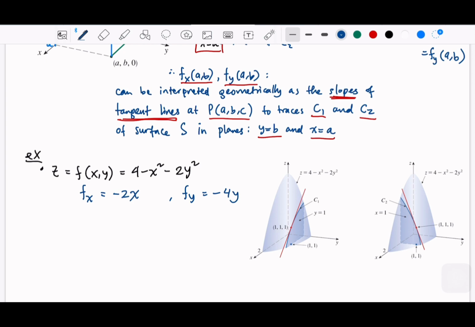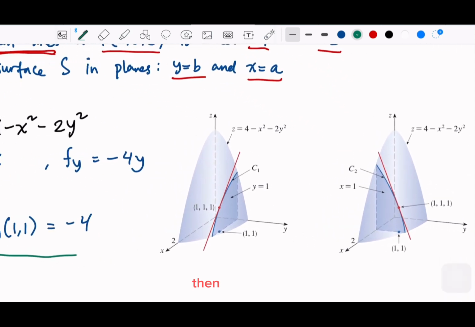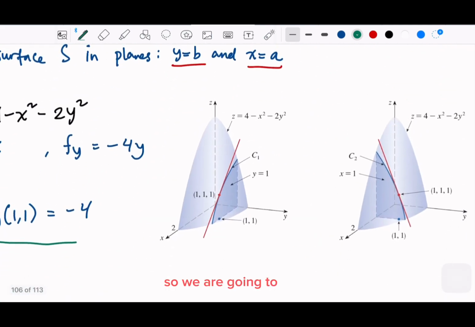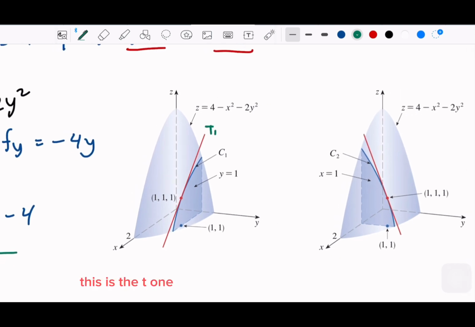So in this example, let's take the point at 1, 1. The partial x at 1, 1 is going to be -2, and the partial y at 1, 1 is going to be -4. So we have these two, which are supposed to be the slopes or the tangents. Then if we take the graph, just like what we did here, we are going to have the plane y equal 1 here, and the slope goes downward like this, the C1. This is T1, and this is T2.